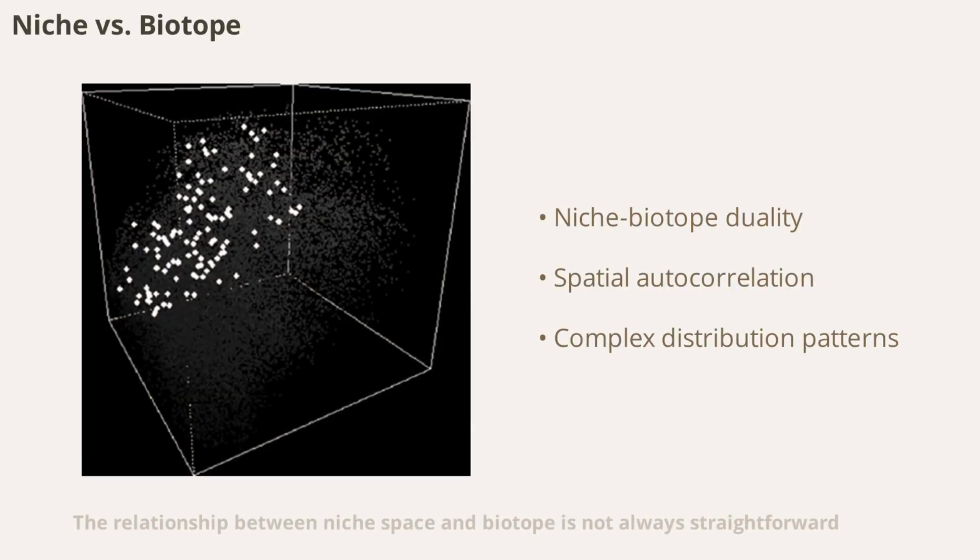The relationship between niche space and biotope is not always straightforward. A single point in niche space can correspond to multiple locations in the biotope, or sometimes none at all. This duality means that models built in niche space may not fully capture the complexity of real-world distributions. Spatial autocorrelation, where environmental conditions are similar in nearby locations, can create patterns in species distributions, but other factors like disturbance history or social behavior also play roles. Recognizing these complexities helps avoid oversimplification in SDMs.